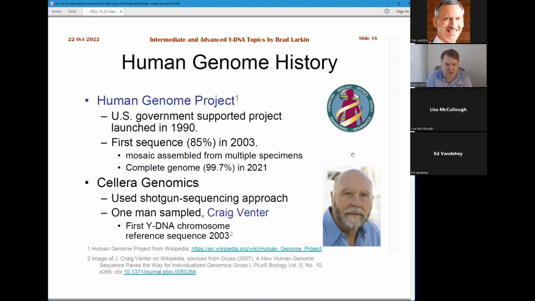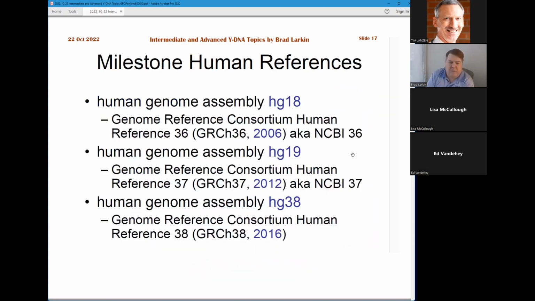So the Human Genome Project, of course, started with funding in 1990. The first sequence was about 85% in 2003. Celera Genomics used a different approach. Private industry sampled one man and actually produced the first Y-DNA sequence in 2003 also. Basically, periodically the consortium updates what it thinks is the master reference for human beings, which I tend to refer to as HG18, HG19 from 2012, and HG38 from 2016.